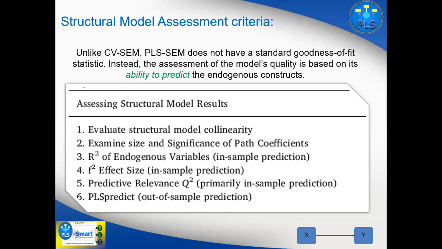Then you will look at the effect size. The effect size is talking about the contribution of each item or each construct to the R square. Then we go for predictive relevance, that is relevance of our prediction, and we assess the relevance of prediction using two ways: predictive relevance and PLS predict.